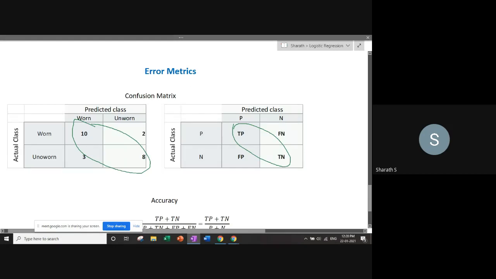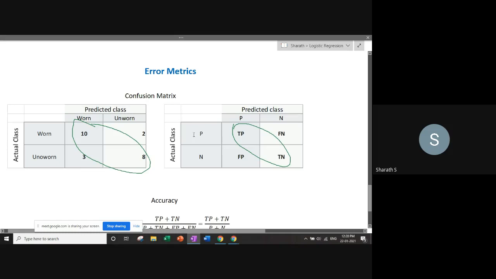Here, what we are going to say is what the actual class is, from experiment or from real data. We know what it is. Known or unknown, we call it P, positive, and N, negative. And you do a prediction from your logistic regression, again positive and negative.